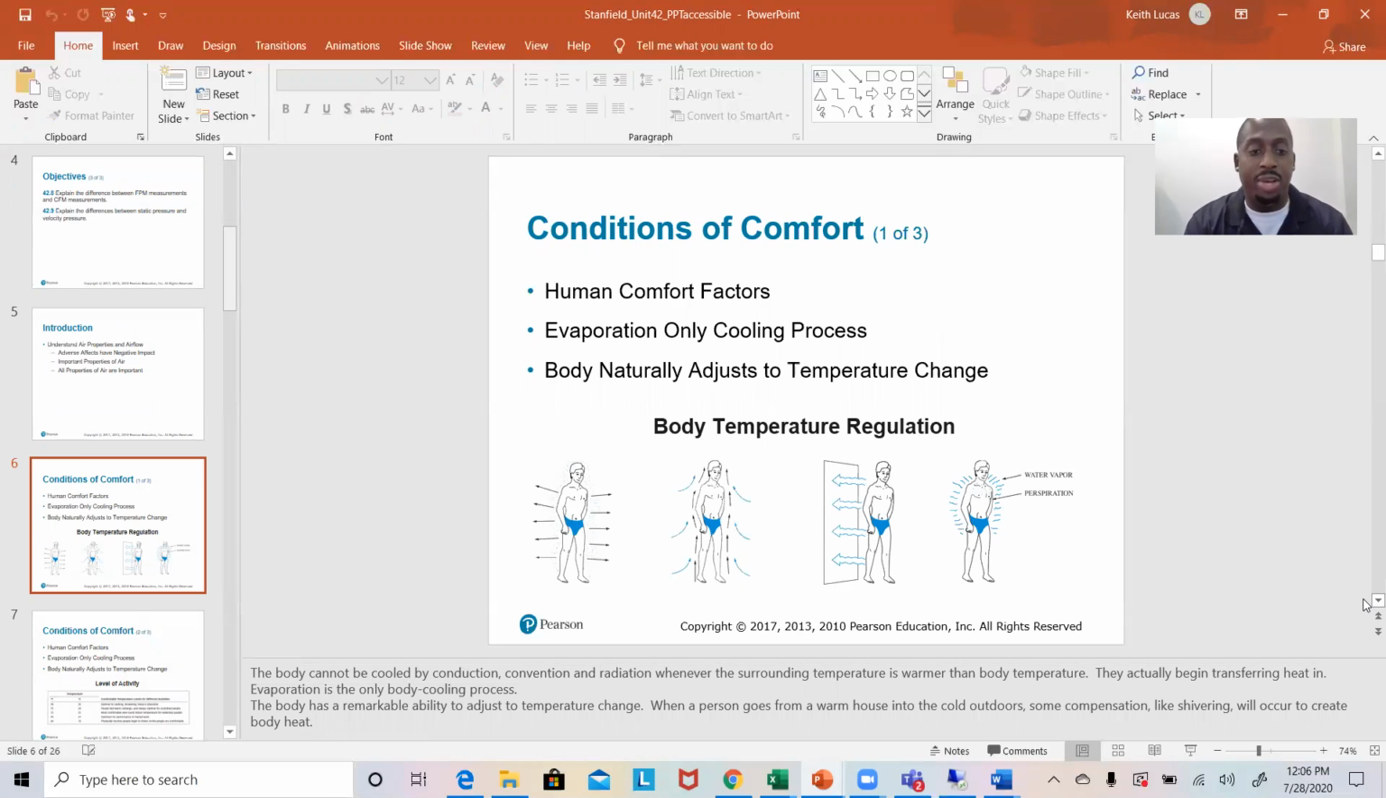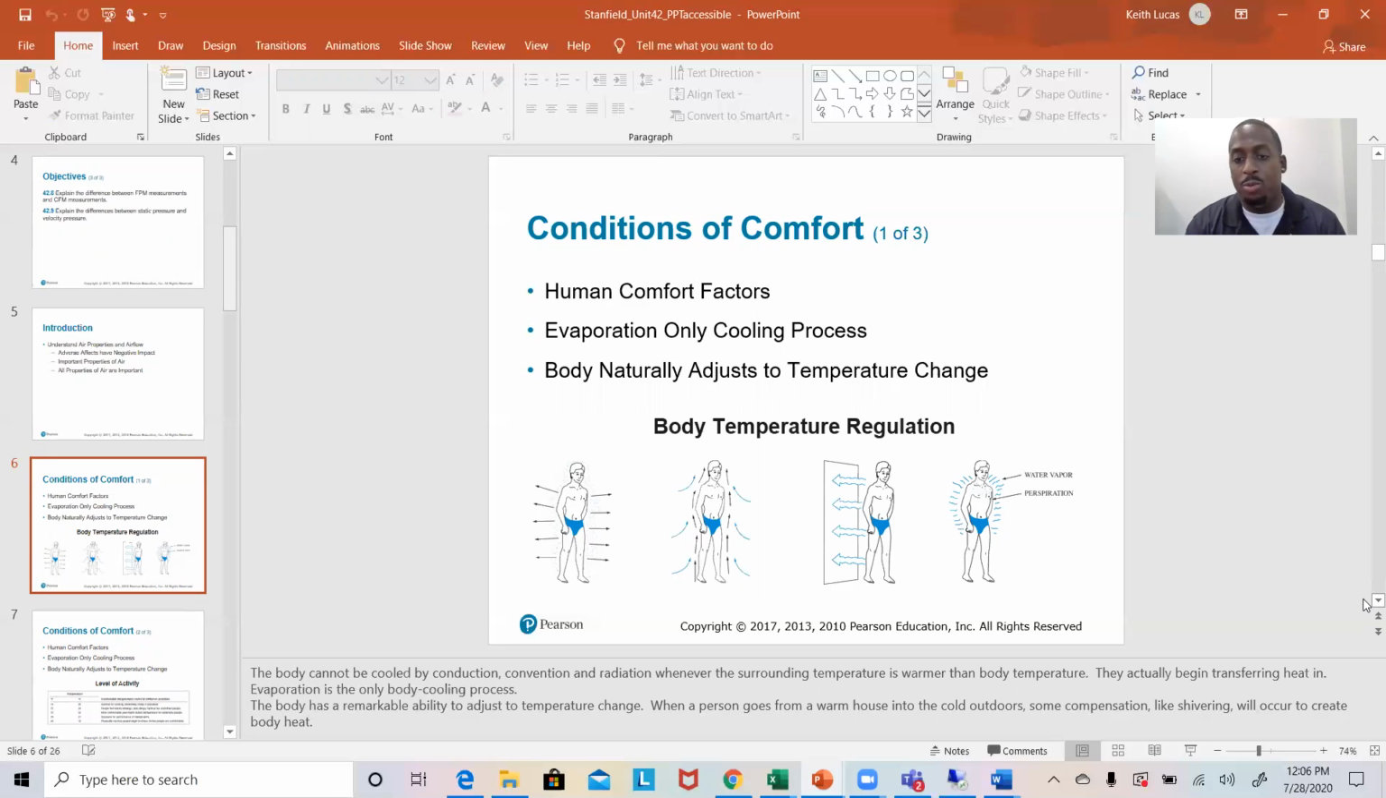So, conditions of comfort. The body cannot be cooled by conduction, convection, and radiation whenever the surrounding temperature is warmer than the body temperature. They actually begin transferring heat in. Evaporation is the only body cooling process. The body has a remarkable ability to adjust to temperature change.